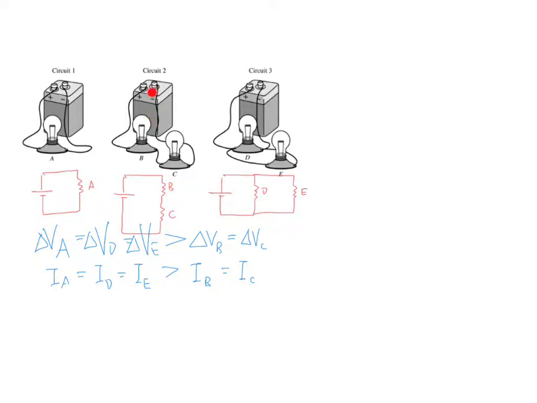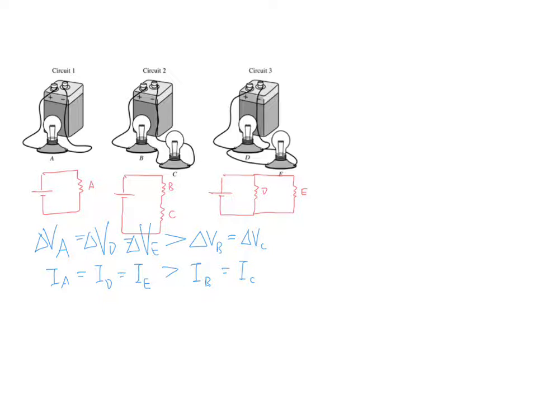But now if you look at circuit 2, this circuit has more resistance because they're in series, so they add together. So more resistance means less current flowing out of the battery. So overall there's just going to be less current flowing through both resistors or light bulbs B and C. But because they're in series, the current is going to be the same for both of them.